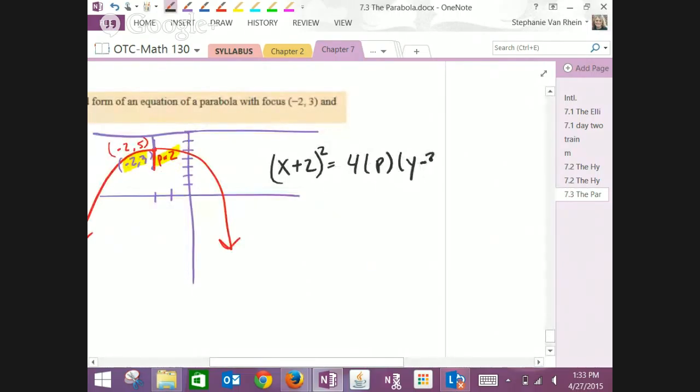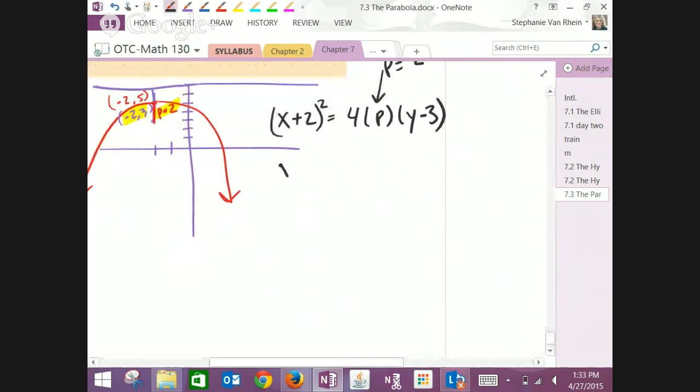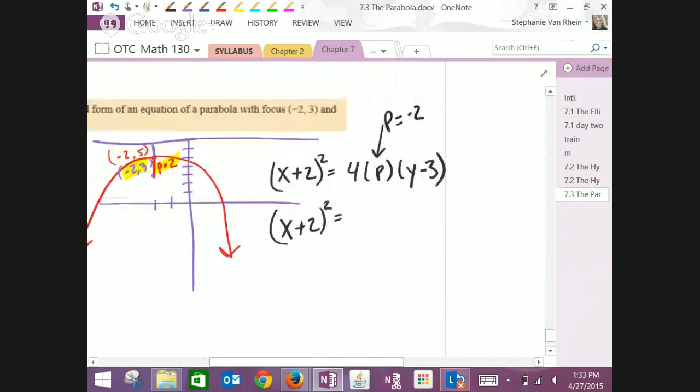Y minus 3. Here, P is either positive or negative. It's opening up or down. Here, in this case, P would be minus 2. So my equation, what? Yes, thank you, because this is my vertex. Sorry about that. This is my vertex, not this. Minus 2, 3 is my focus point.